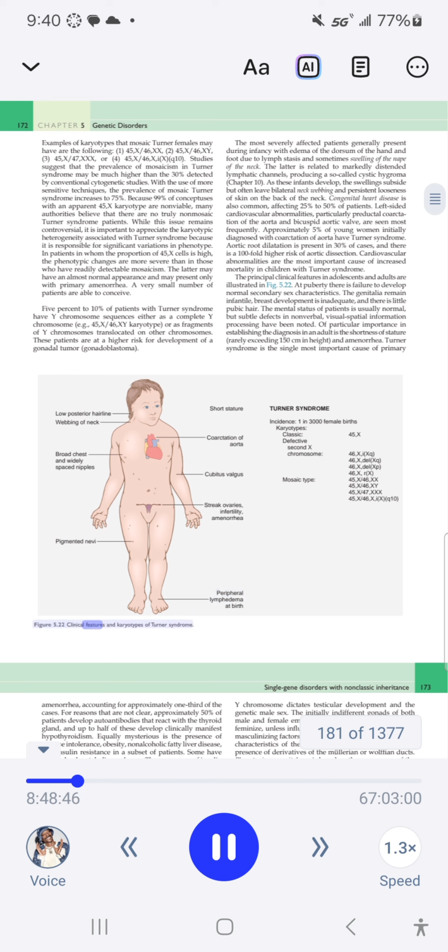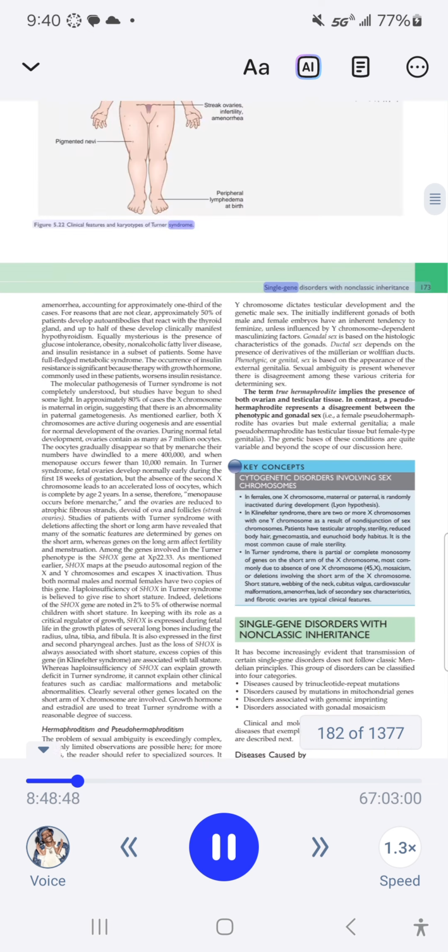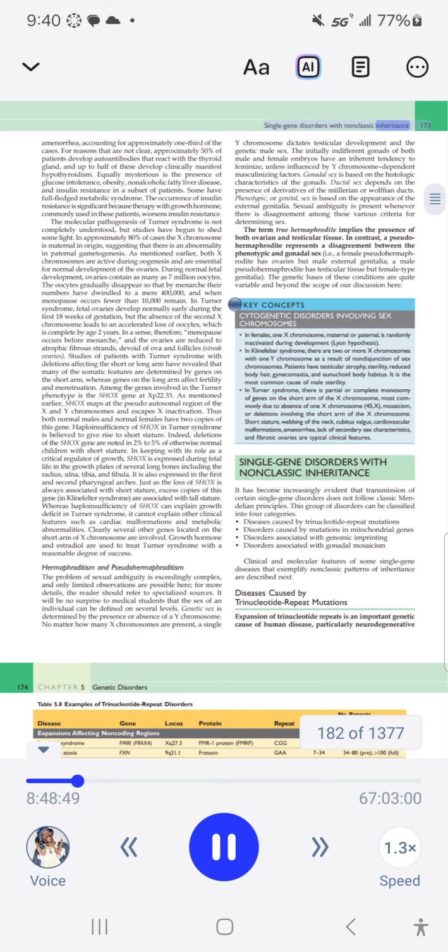Figure 5.2: Clinical features and karyotypes of Turner syndrome. Single gene disorders with non-classic inheritance. Amenorrhea accounts for approximately 1/3 of the cases.